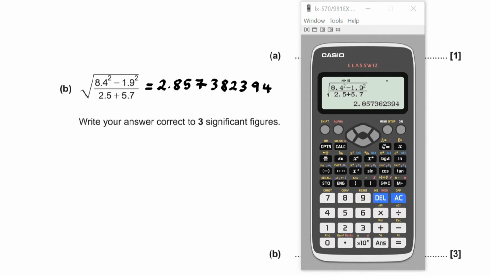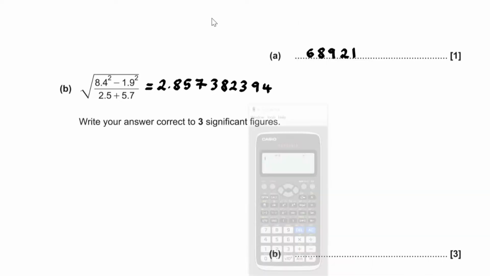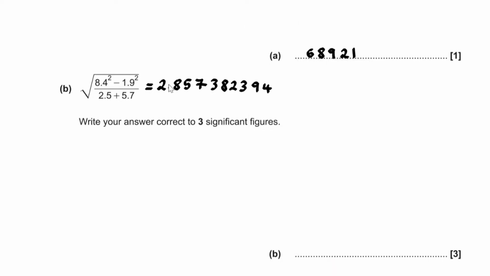And now we need to write this to 3 significant figures. If we take a look at the first 3 figures, the figure after it, which is 7, is greater than 5. So we need to move this 5 up to the next digit, and therefore what we end up with is 2.86 to 3 significant figures.